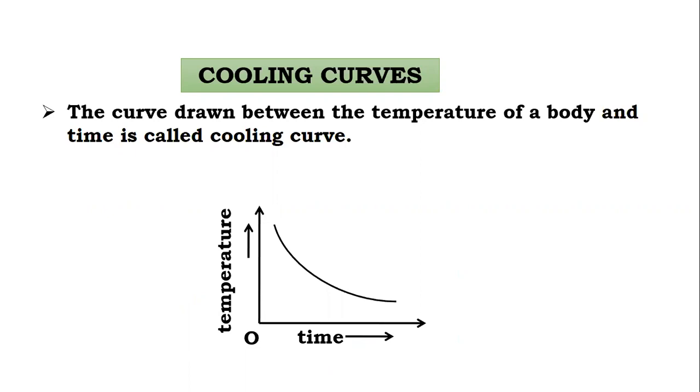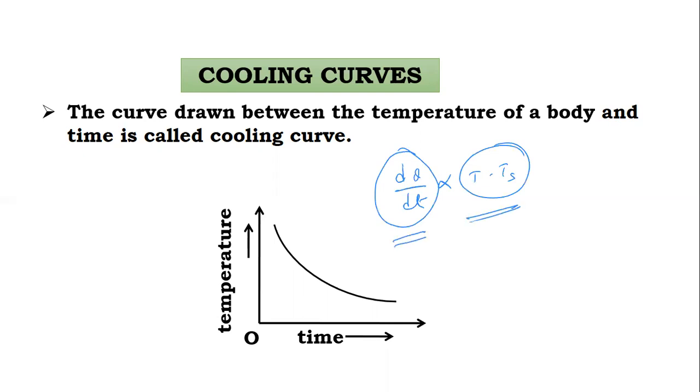I hope Newton's law is clear for everyone. The only thing is you can remember mathematically d theta by dt is proportional to T minus Ts. This is the rate of cooling and this is the excess temperature. Rate of fall of temperature is directly proportional to excess temperature. That is Newton's law, provided that the excess is small.